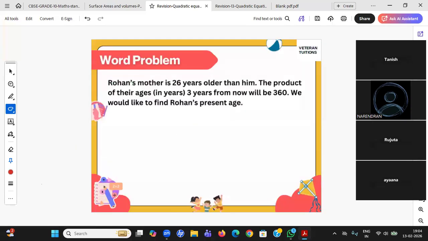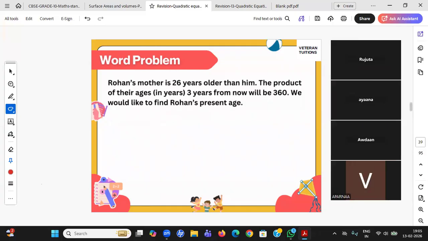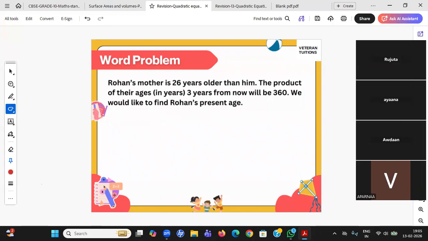Okay, Ayana, read the statement and give me, student. Ayana, a beautiful girl. Very good. How to start the question? Read the question and try to give the answer. Only equation you give, better.